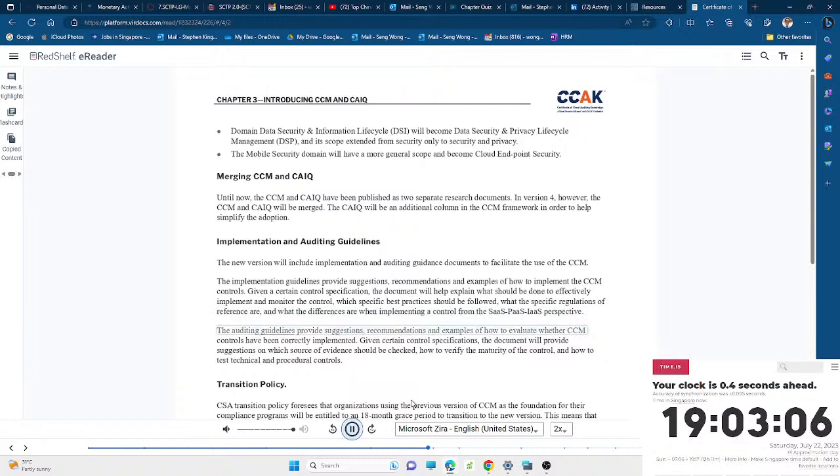The auditing guidelines provide suggestions, recommendations, and examples of how to evaluate whether CCM controls have been correctly implemented. Given certain control specifications, the document will provide suggestions on which source of evidence should be checked, how to verify the maturity of the control, and how to test technical and procedural controls.